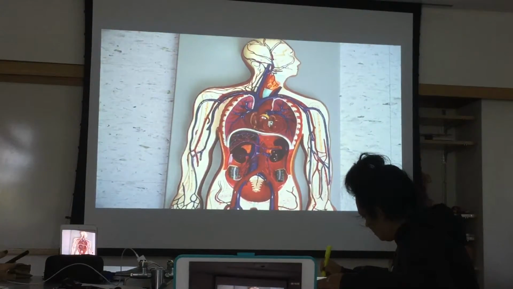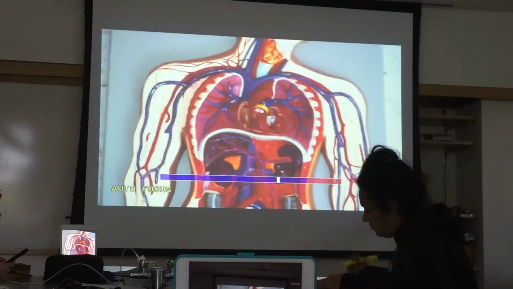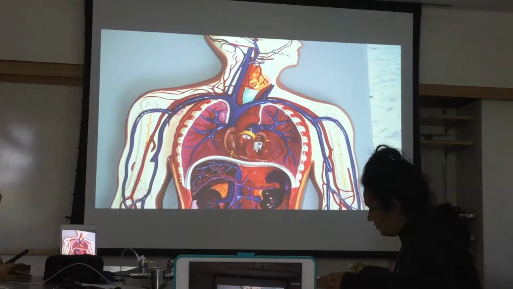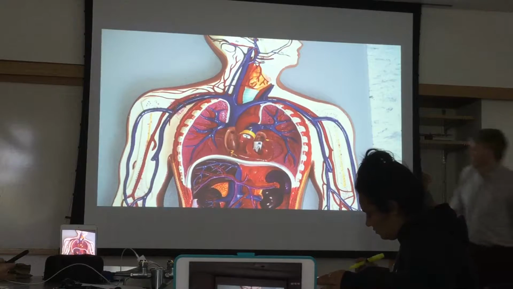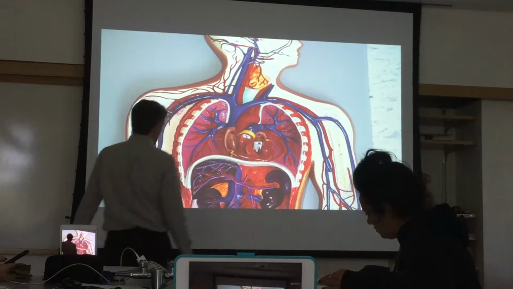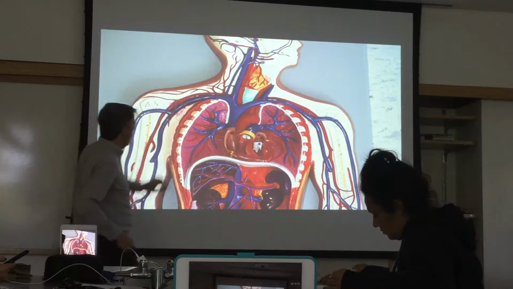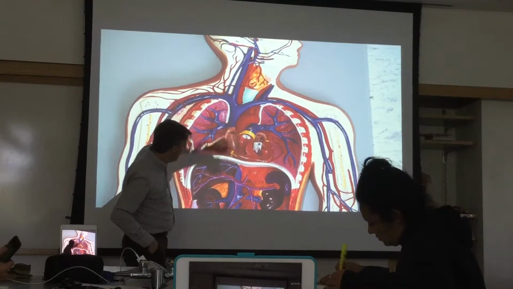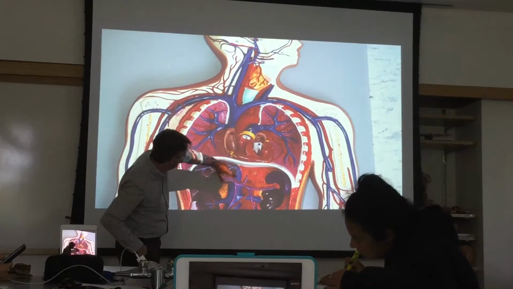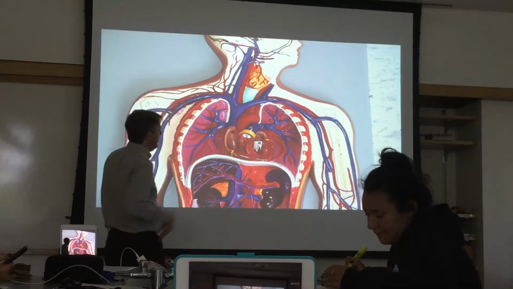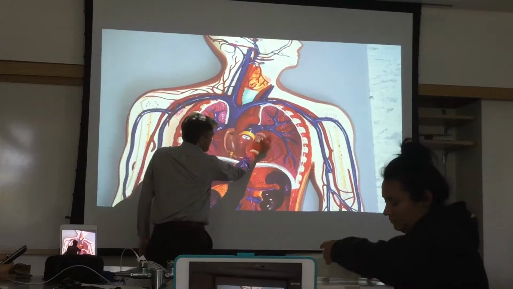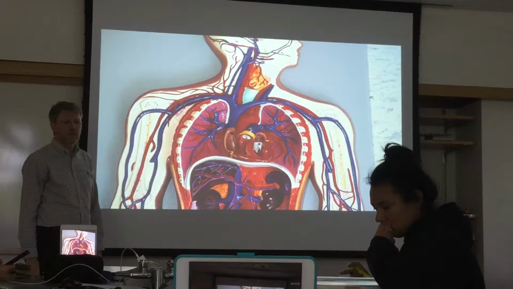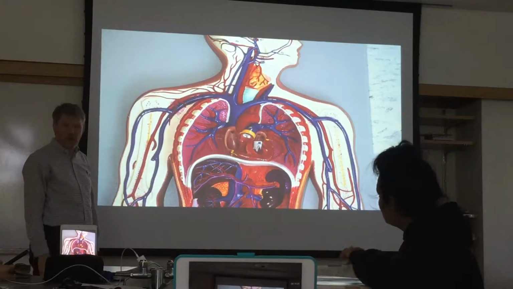Start back up here. So, what do you suppose this is? Superior vena cava. What's this guy down here? Inferior vena cava. Good. What are these guys? These four guys? Those are the pulmonary veins, right?